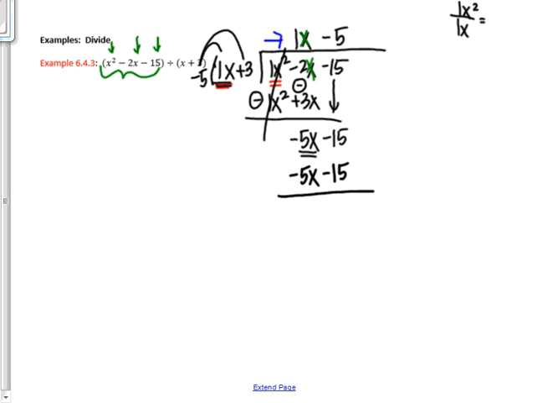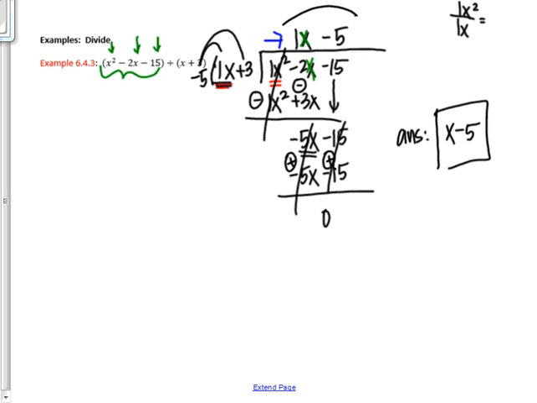Negative 15. Draw a line. Change your sign. So this one goes positive. This one goes positive. You're changing the signs at the bottom. Negative 5x plus 5x cancels. Remember I told you it always should. And negative 15 plus 15 cancels. So I got no remainder. So my answer is x minus 5, or 1x minus 5, what you see on top.